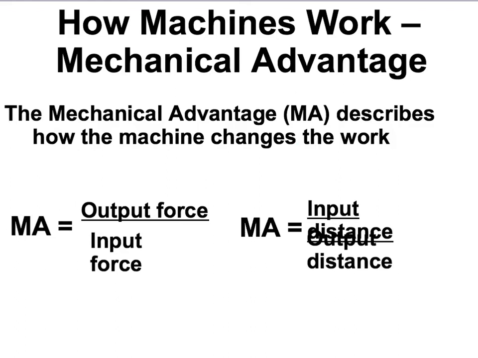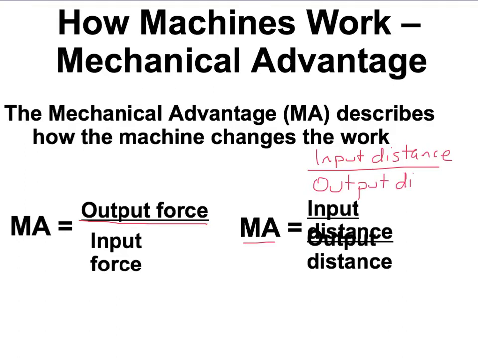Mathematically, you can figure this out, and sorry about the formatting here. You can figure it out by dividing the output force over the input force. Or you can figure out mechanical advantage by dividing the input distance over the output distance. And that's kind of hard to understand until you see it in action. So let's see it in action.